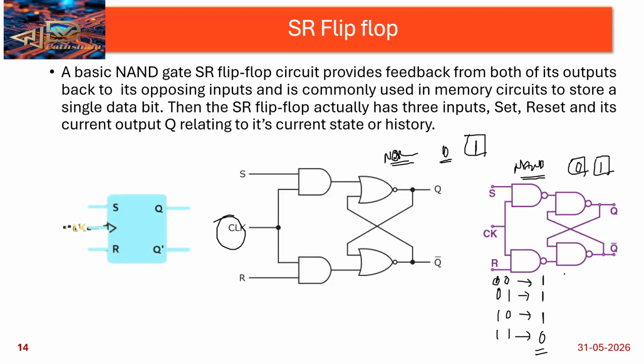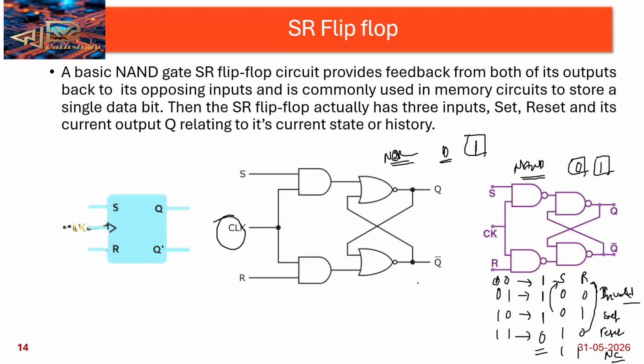That means for S and R values, 0 0 means that is an invalid condition, not taking any value. Then 0 1 means that is the set condition. Whenever 0 is there, that is operating, and 1 0 means that is the reset operation. And 1 1 means the no change condition.